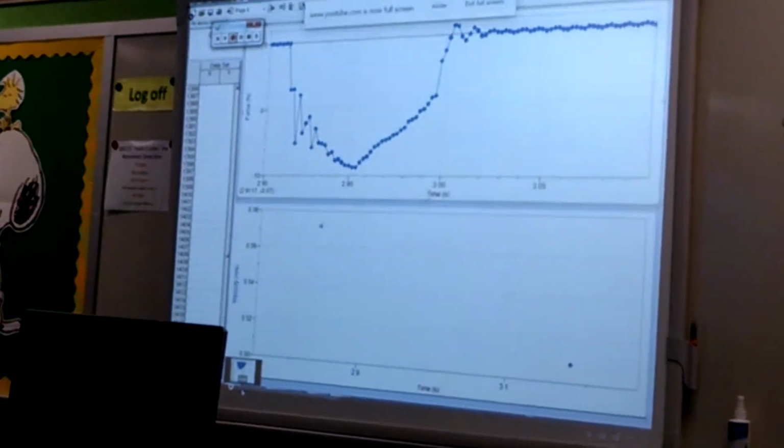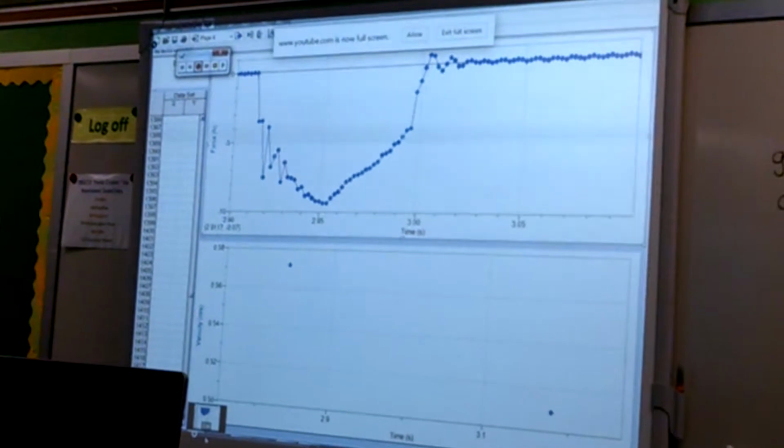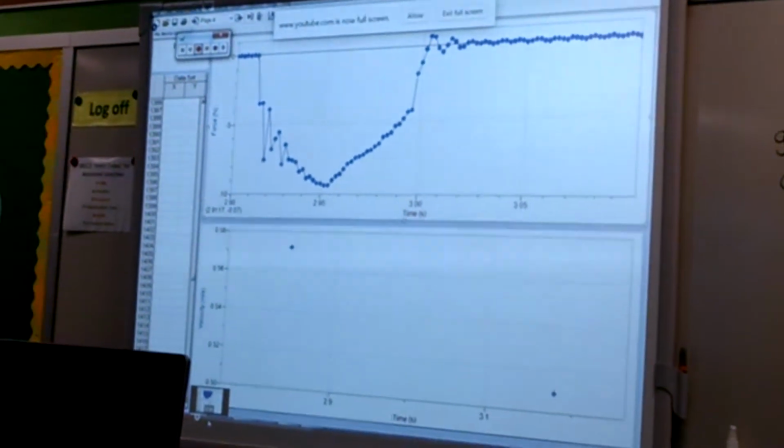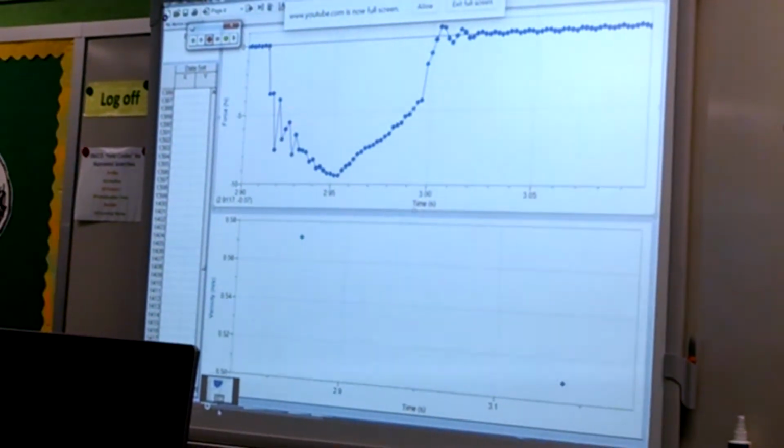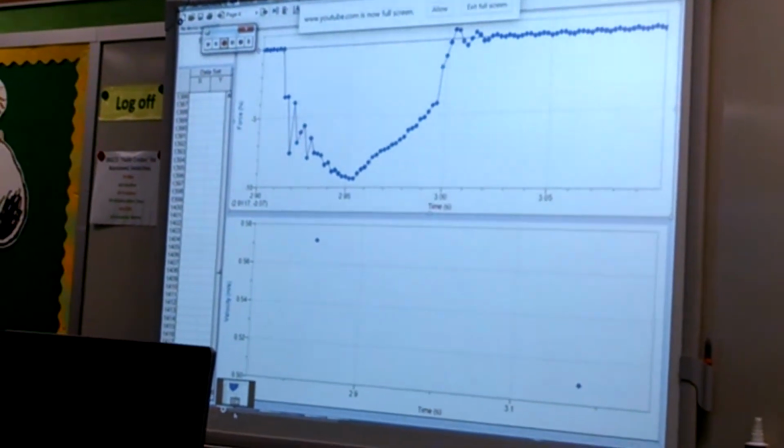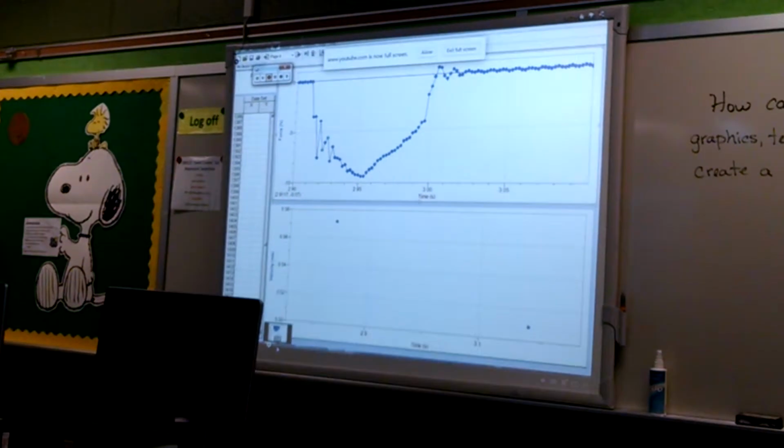most of my students are not in calculus. This is an algebra-based course. However, to get meaningful data out of this, they would need to apply calculus, and they're not at that point. So thankfully, we have a program to do that. So this just shows them how to do that.